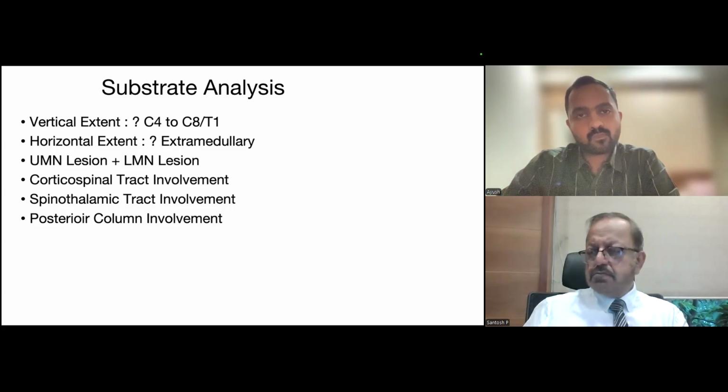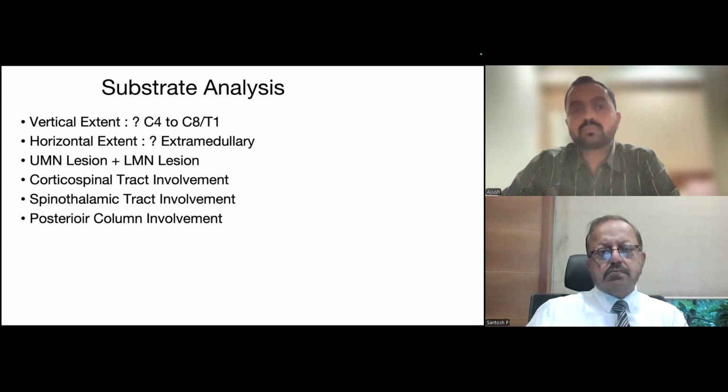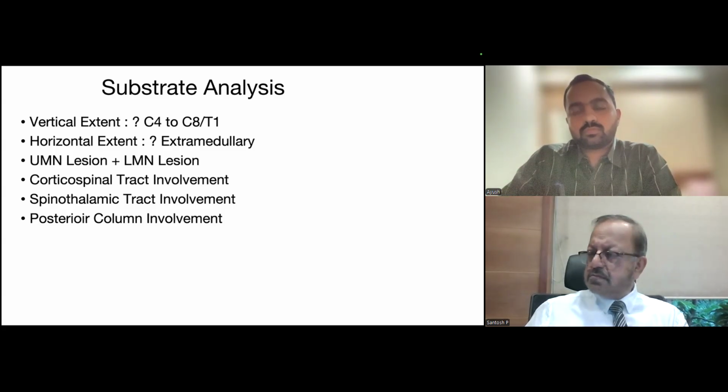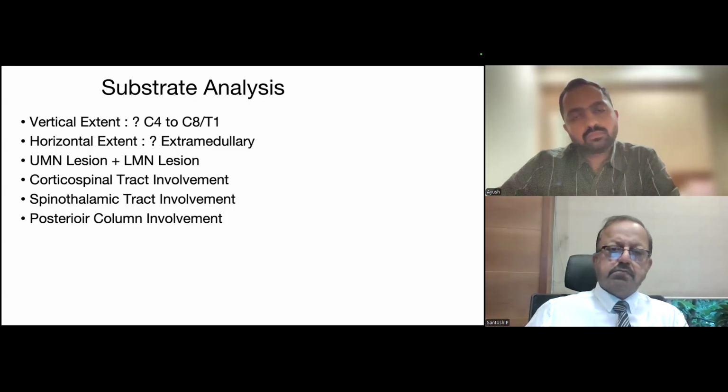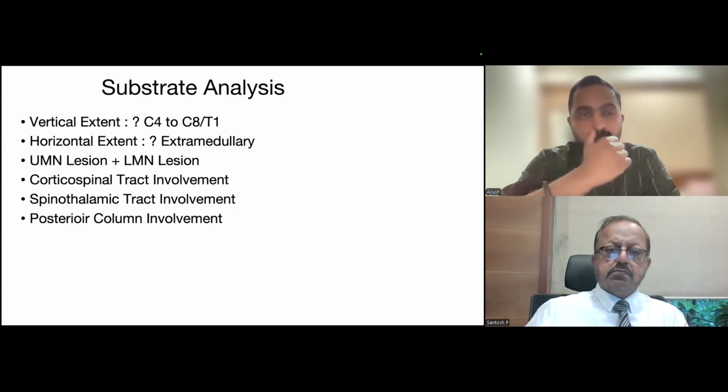Okay, and do you agree with the horizontal involvement, extramedullary pathology? Yes, sir. Why do you say so? It could be extramedullary or intramedullary because there is loss of pain and temperature, the hot and cold fibers are affected. The patient is not able to feel temperature, so spinothalamic crossing fibers could be involved. So I would like to keep intramedullary also in my differential. Pathology could be extramedullary or intramedullary, cannot rule out from the history, sir.